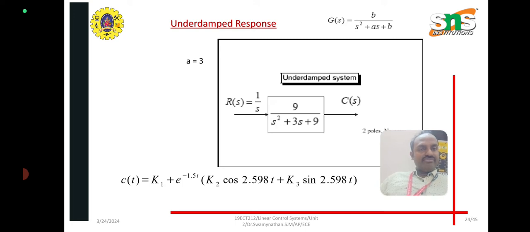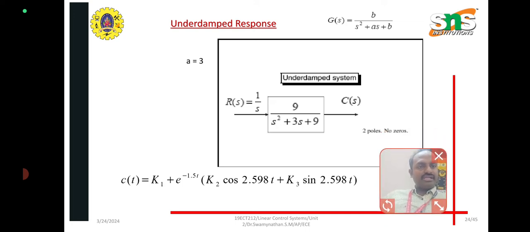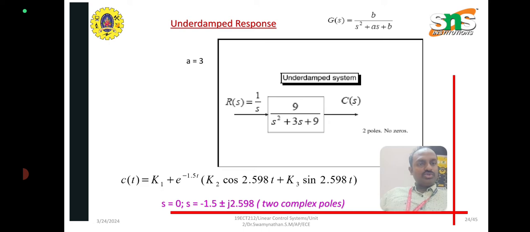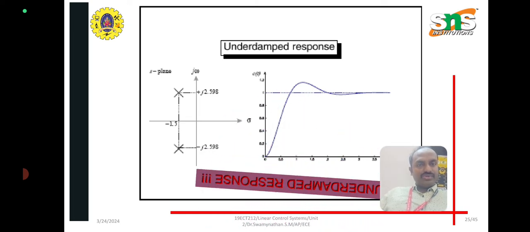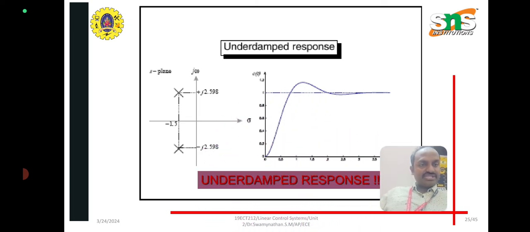For the underdamped case, you can get 2 poles and no zeros. So you can get C of T from G of S. S is equal to minus 1.5 plus or minus J 2.598, that is 2 complex poles. So zeta is placed between 0 and 1 because it is an underdamped response. These are the graph representations.